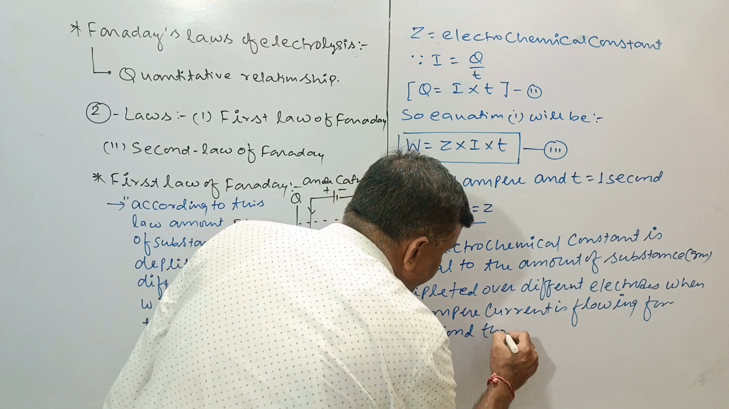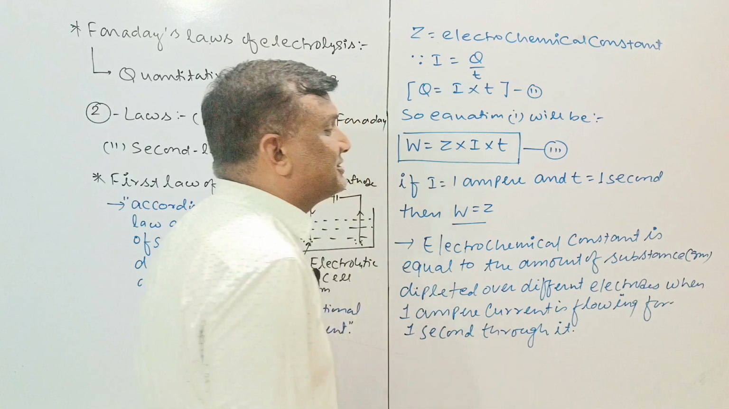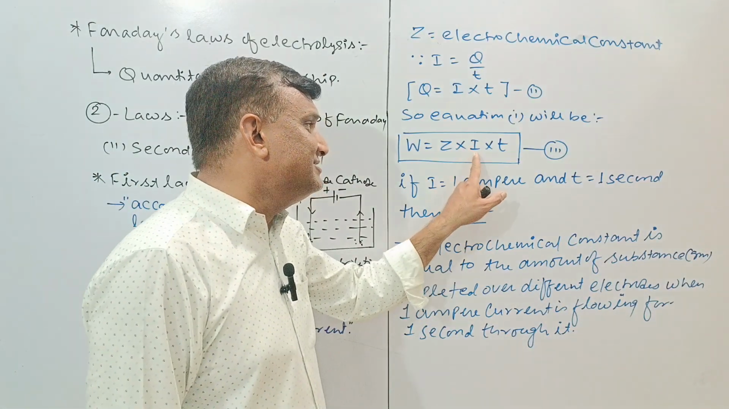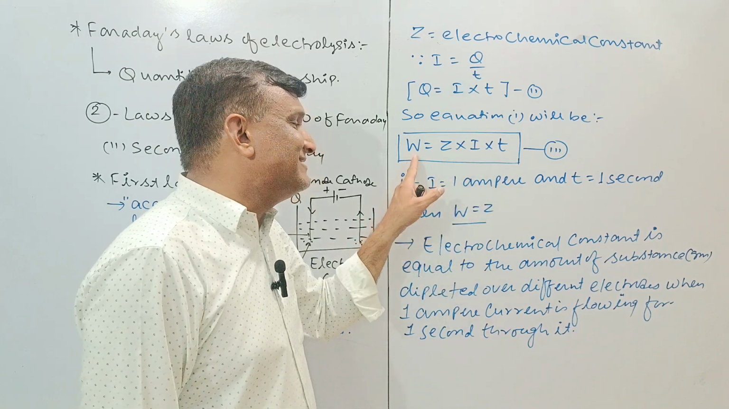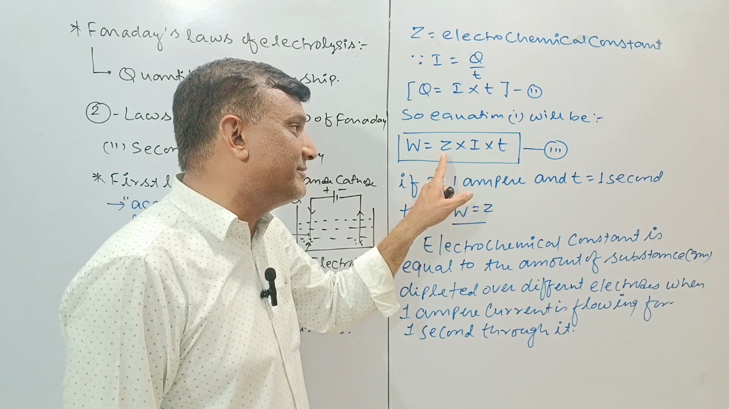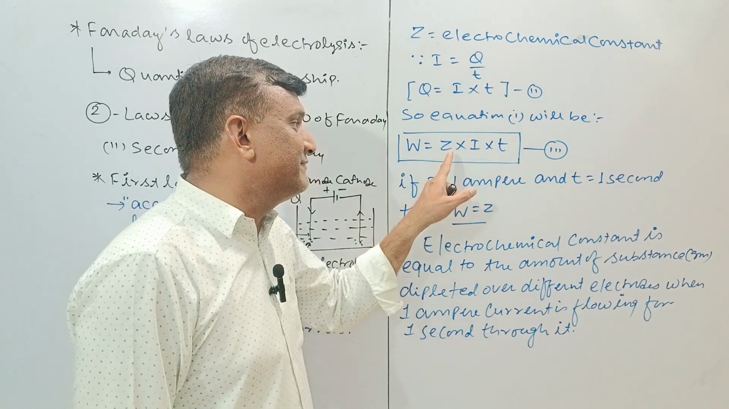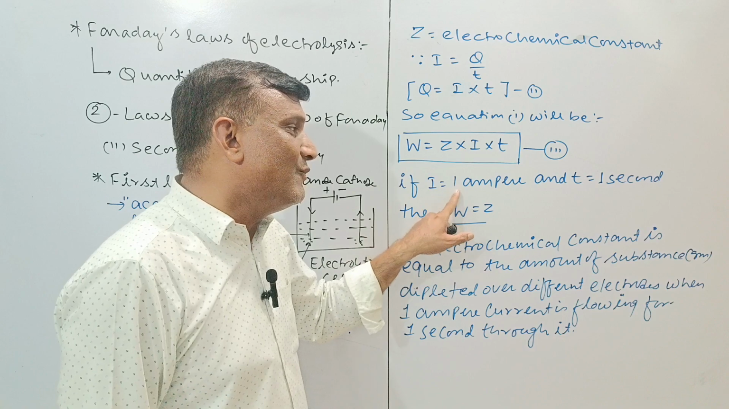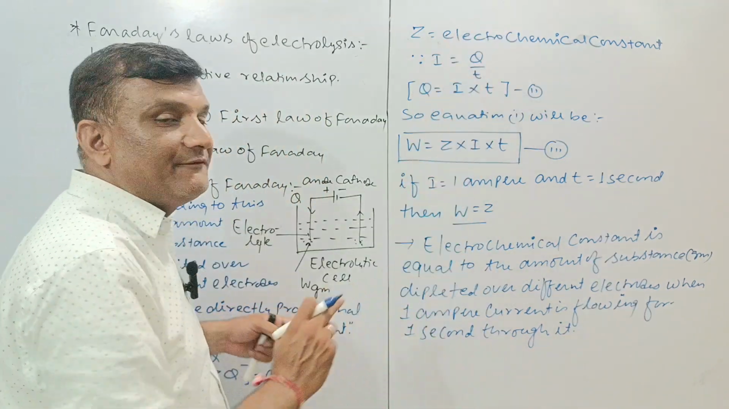In any particular electrolytic solution, if you flow 1 ampere of current for 1 second, then I is equal to 1 ampere, T is equal to 1 second, then W is the amount of substance depleted over different electrodes, and Z is the electrochemical constant. So it will equal the depleted amount of the substance over different electrodes when 1 ampere current is flowing for 1 second. This was about the first law of Faraday.